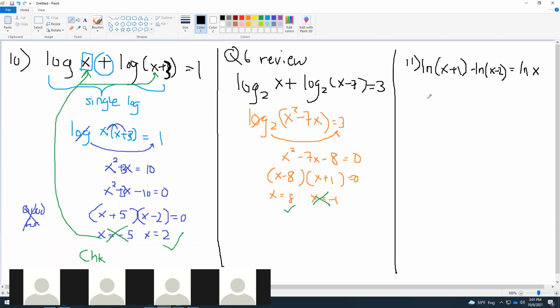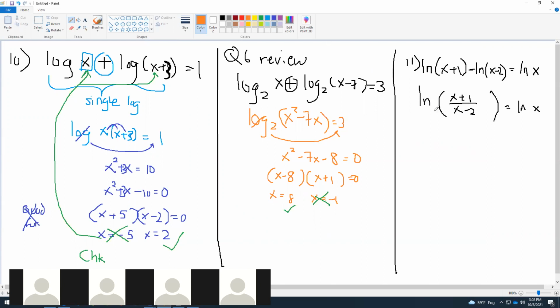So in order for us to do question 11, this is a minus. So for addition, last time, we multiplied. So what do you do with subtraction? Divide, right? So you will get x plus 1 over x minus 2. And last time, remember, once you do the one single log, as what Nukin says, you move the base.